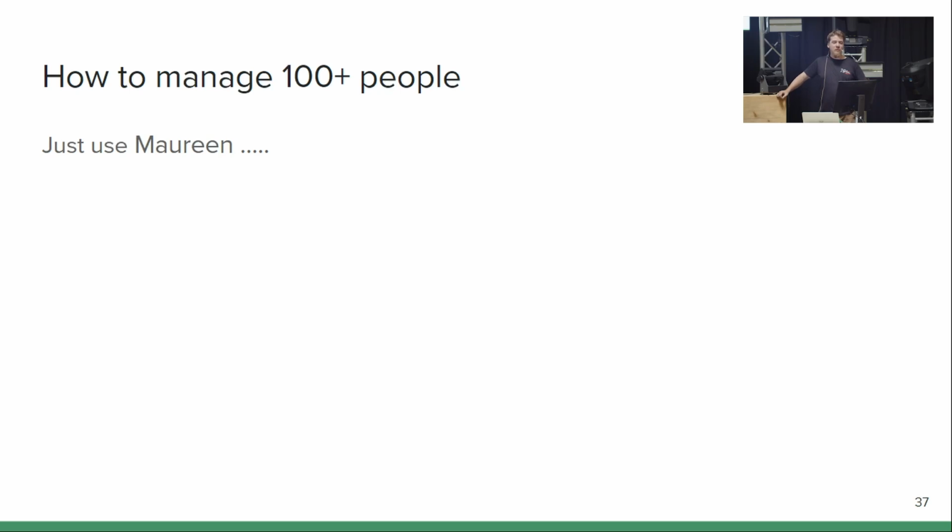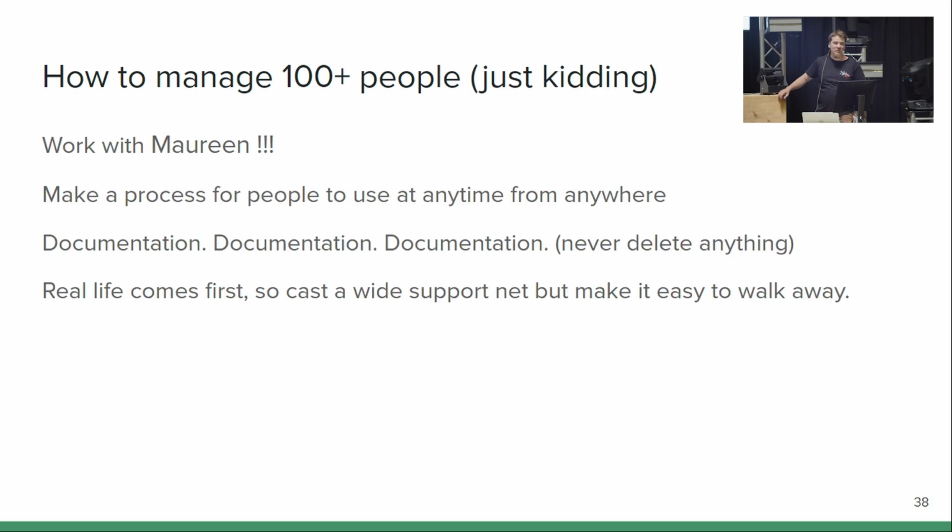So how do you manage 100 people? You could just use Maureen, whose job before this was doing production management on large-scale theater productions, but then that doesn't really actually do anything, so just kidding. You work with Maureen, and you make a process for everything. You document everything, and you delete absolutely nothing. Don't delete it, just don't. So a lot of our soft setups are made so that only specific people can delete anything.